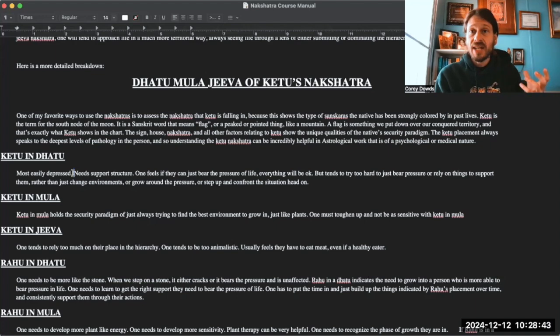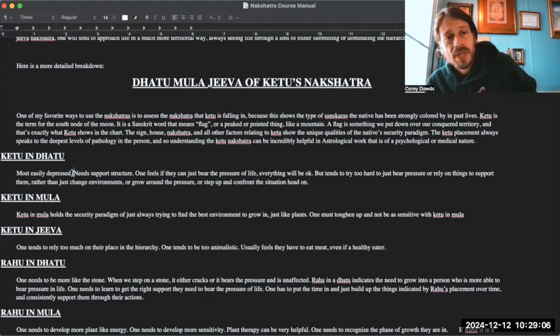Or if they just can, then everything will be okay. But they tend to try too hard to just bear pressure and rely on things to support them, which can even lead to addictions. You see this a lot, actually, rather than just change environments or grow around the pressure, or step up and confront the situation head on, like Jiva.